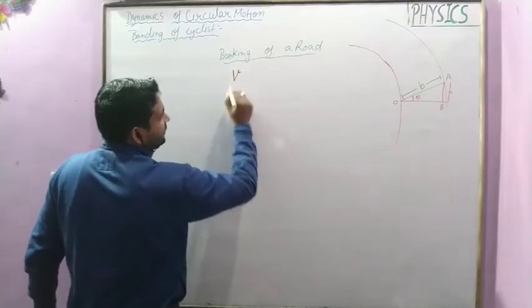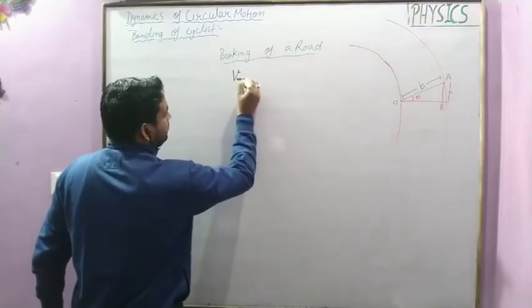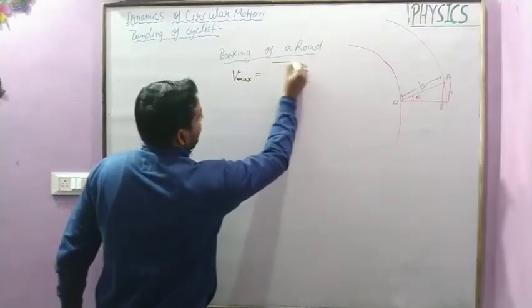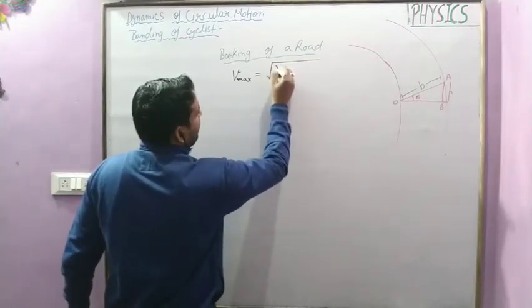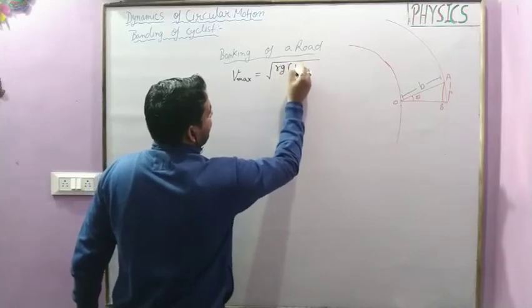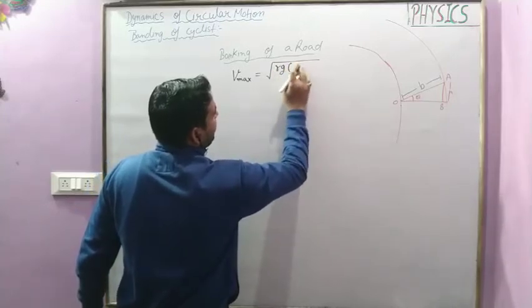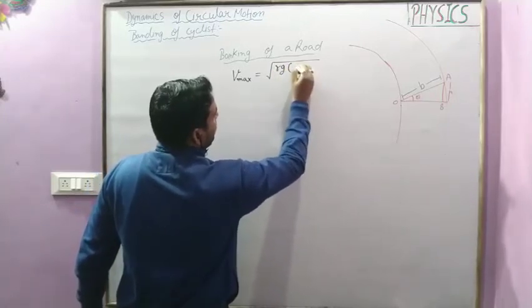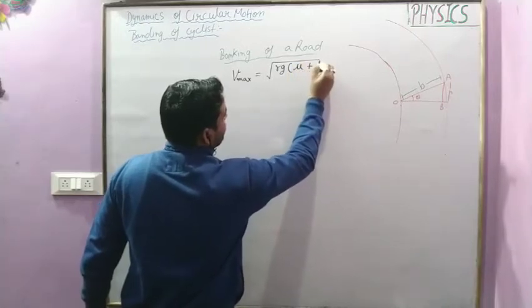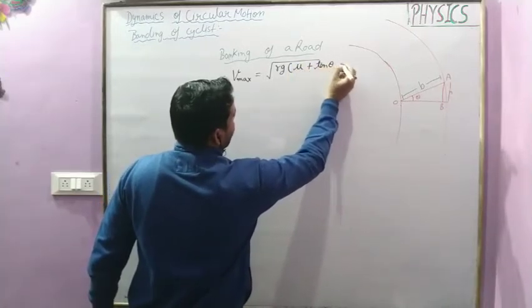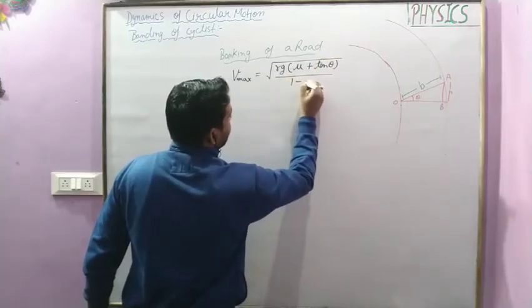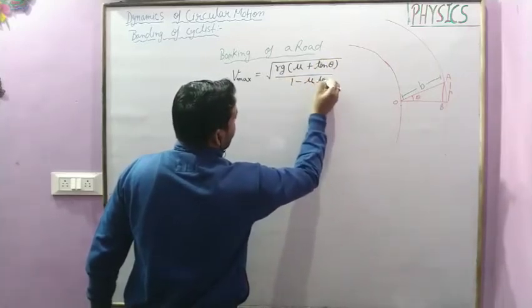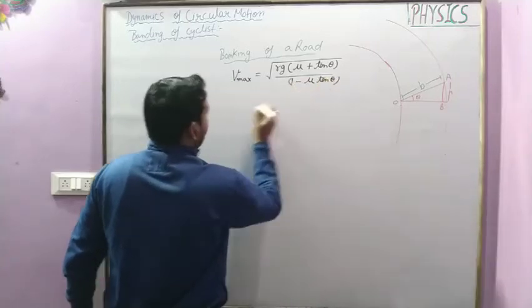So lastly, we calculate the result for the maximum velocity of a car, which is given by the square root of rg (1 plus mu tan theta) upon (1 minus mu tan theta).